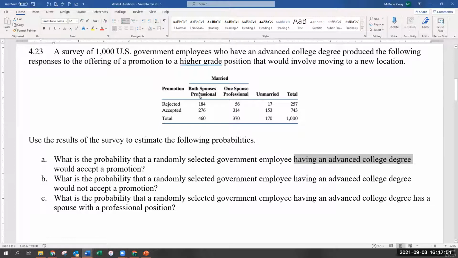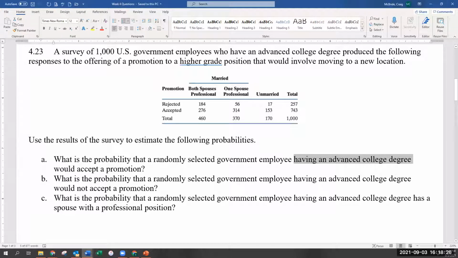So we only look at these columns, we look at all three of these columns because they all have an advanced degree. So it's basically, they have an advanced degree, what's the probability they would accept the promotion? So we add up the acceptance, divide by the total. Well, the total is all of them because all of them have this advanced degree. So the conditional kind of goes away at that point.